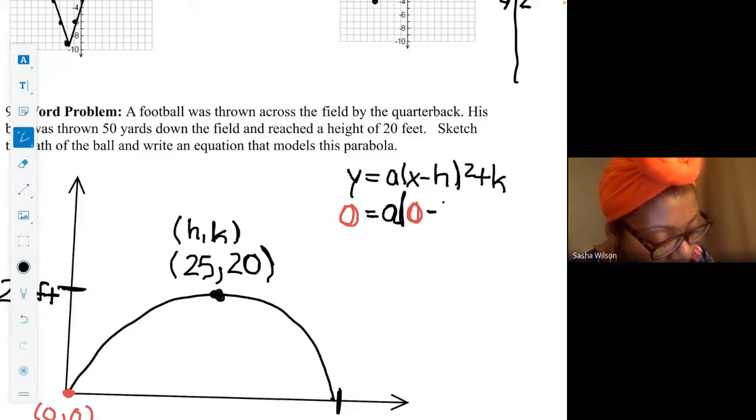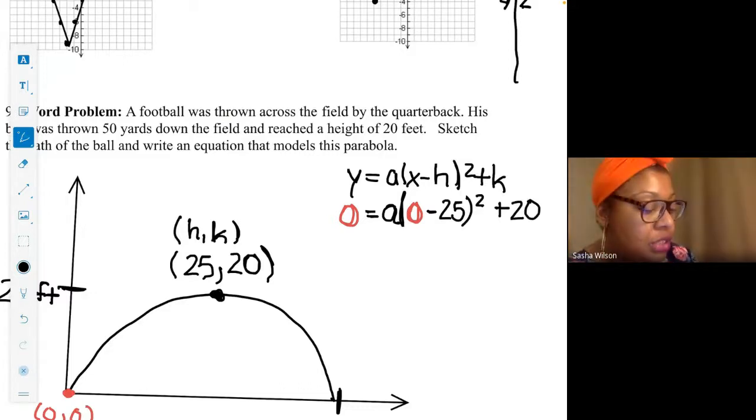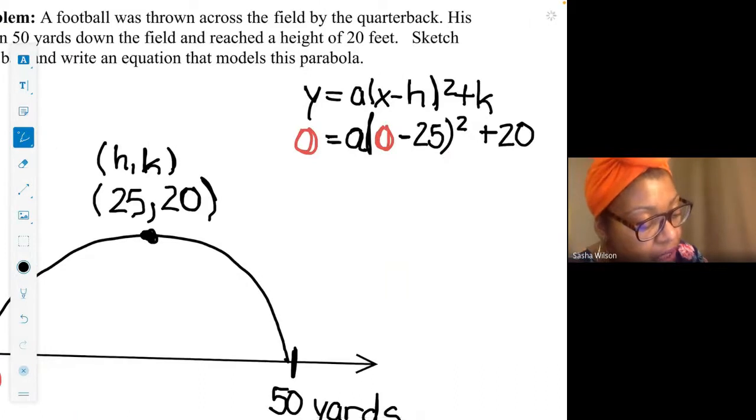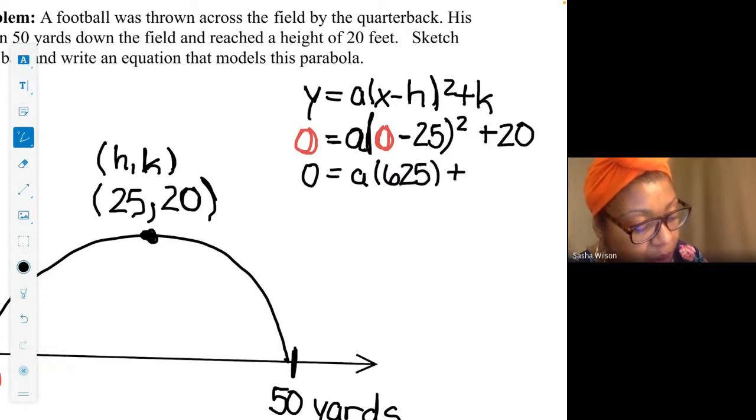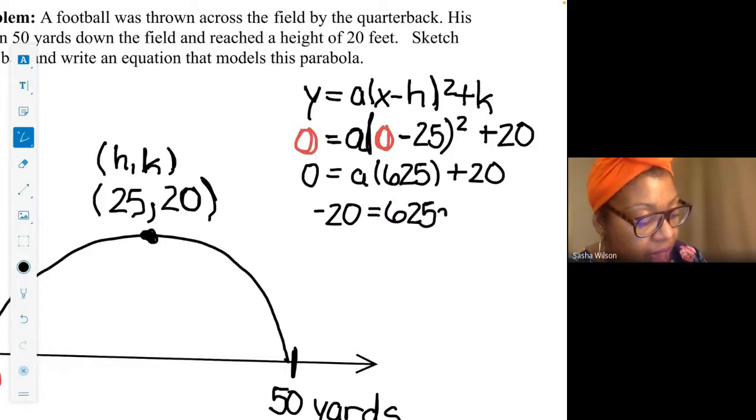So h is 25. We'll square that. Sorry about the kids in the background. And then k is 20. And we're going to do all this so we can solve for a. So we're going to start off with 0 equals a times 625. That's what 25 squared is, plus 20. Next, we're going to subtract 20 from both sides, which gives us negative 20. And that's going to be equal to 625a, because we multiplied those two. Last, to get a by itself, we have to divide both sides by 625.